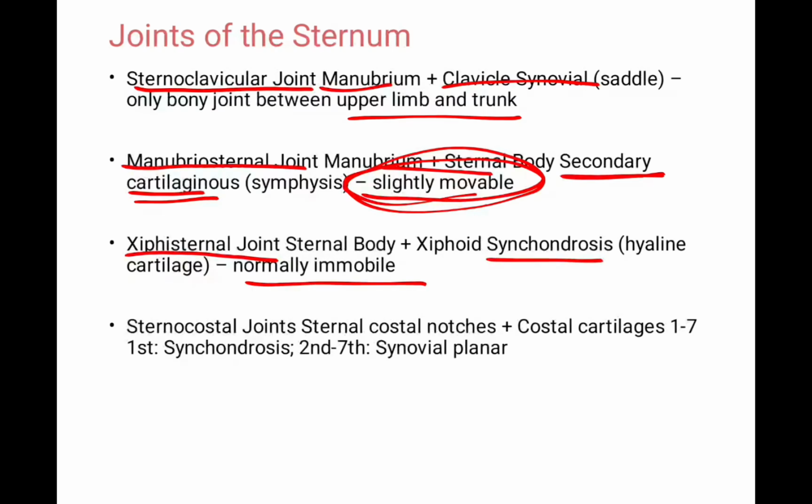We have the sternocostal joints, which are the joints between the sternocostal notches, the notches that we find on the lateral aspect of the sternum, and the costal cartilages of the first to the seventh rib. The first is a synchondrosis, while the second to the seventh are synovial planar joints.